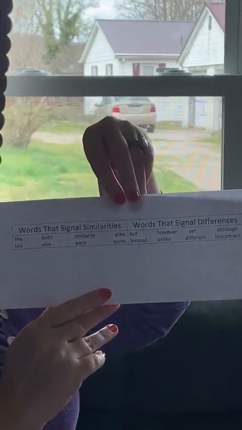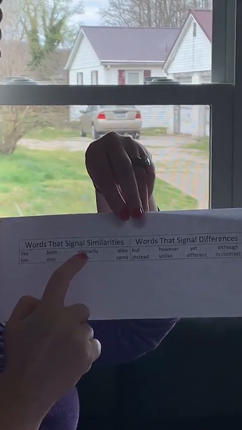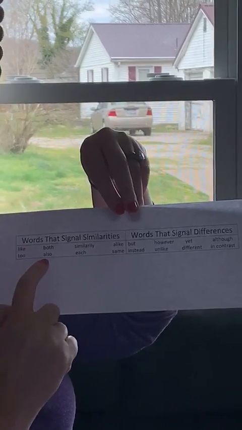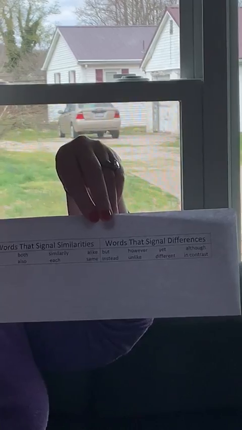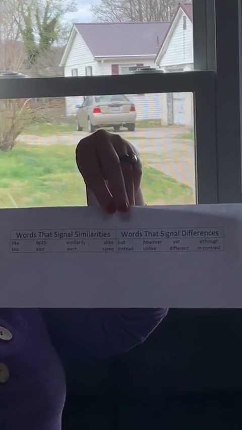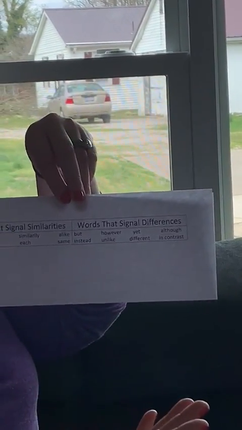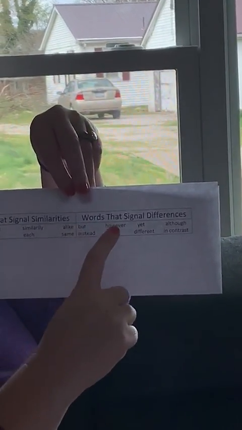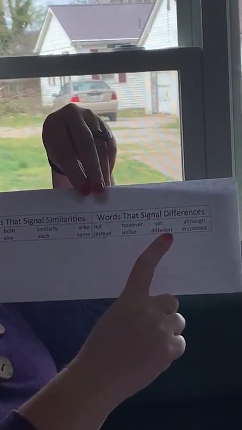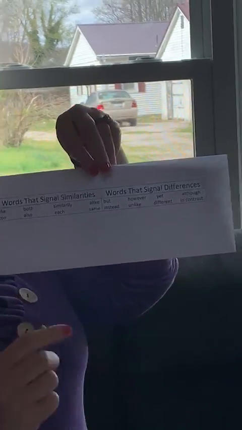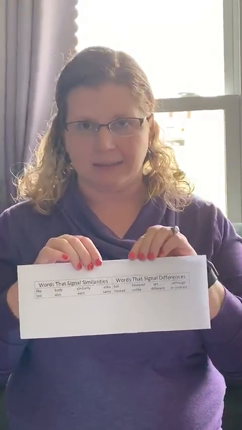If you're talking about anything with them that are similar, you could use the words like, both, similarly, alike, also, each, and same. That is for anything that you are saying that there is similarities. Now, if you're talking about something that is different about the two folk tales, you can say but, however, yet, although, instead, unlike, different, and in contrast. So you can use any of those words to help you when you are working on that.